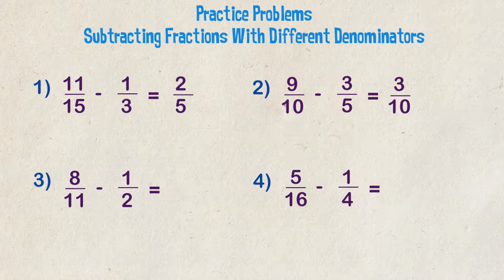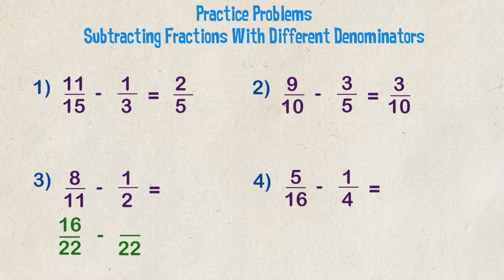Example 3, 8/11 minus 1/2. In this example, one of the denominators is not a multiple of the other, so we got to find a common multiple between the two fractions. 22 is a multiple of both 2 and 11, so that becomes our new denominator. Let's convert the first fraction into an equivalent with the denominator of 22 by multiplying both the numerator and denominator by 2. Our new fraction is 16/22.